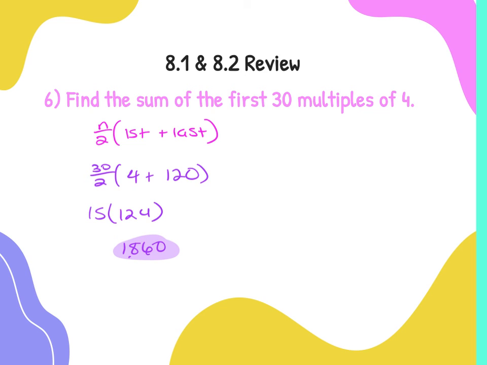The sum of the first 30 multiples of 4: my first one would be 4. The last one would be 4 times 30, which is 120. And there are 30 terms in that sequence. So 30 over 2 times 4 plus 120 should have given you 1860. I was mid-grading those when we stopped. So overall, pretty good on those.